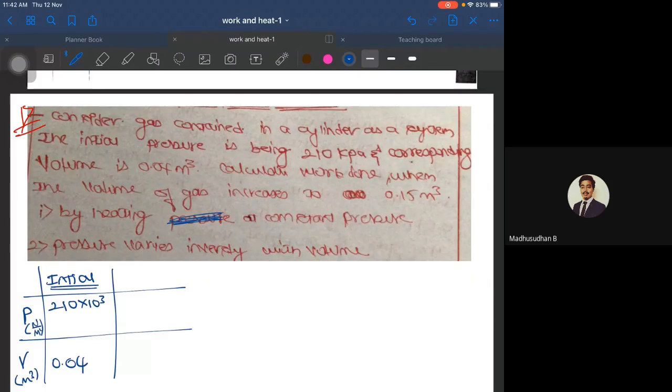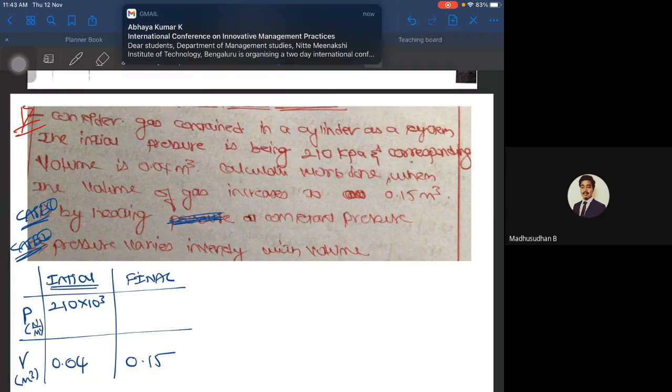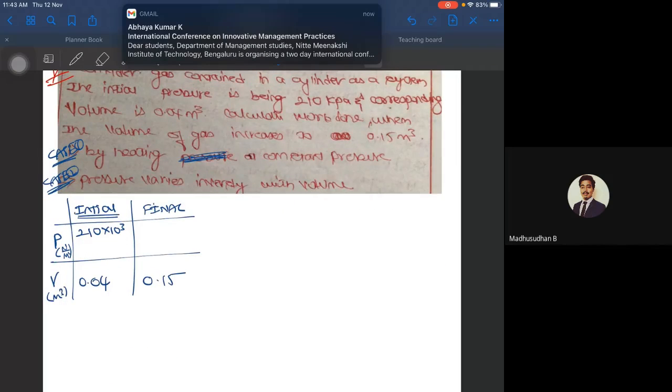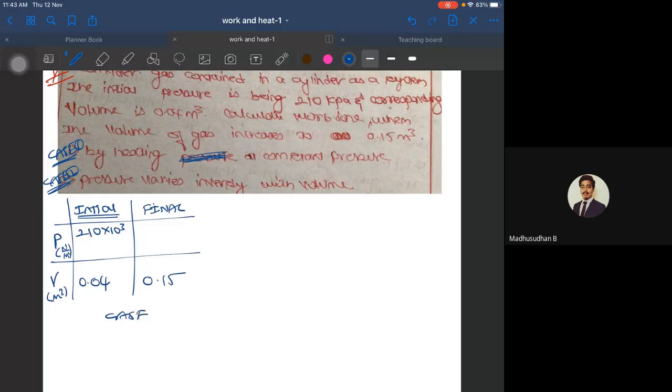Next, calculate the work done when the volume of the gas increases to state 2, the final state. In the final state, the volume increases up to 0.15, he says. He has given two cases here, case 1 and case 2. That means the volume reaching from 0.04 to 0.15 is being governed in two cases. Let us look into that. Case 1 I'll write here, and case 2 we will solve parallelly here.